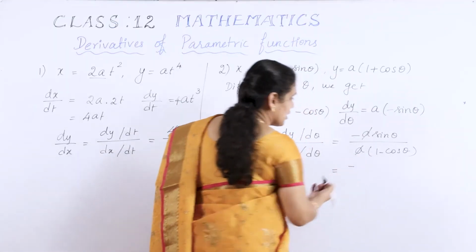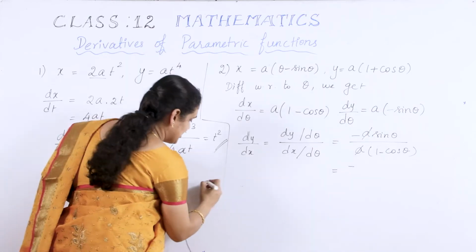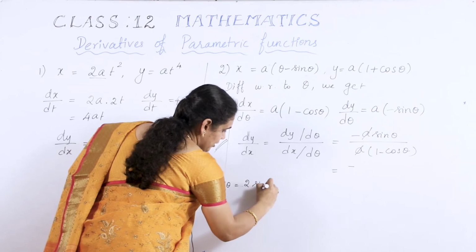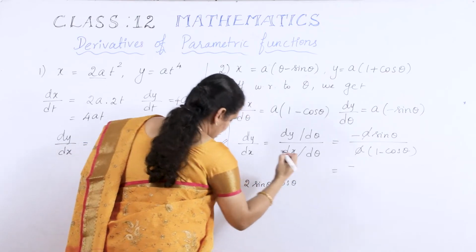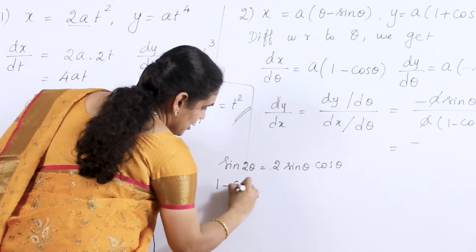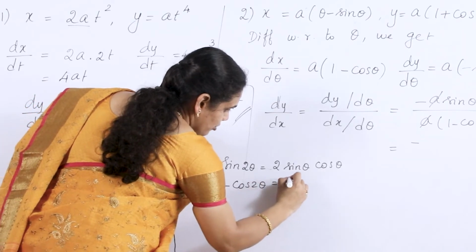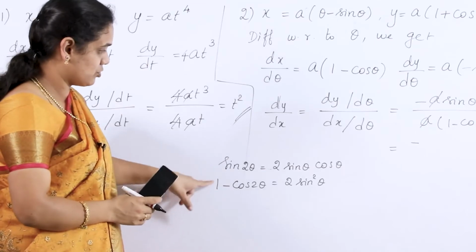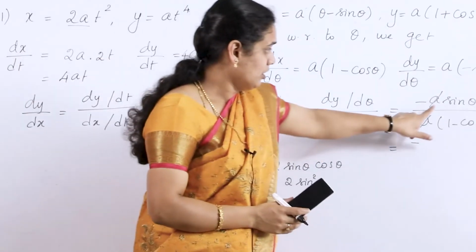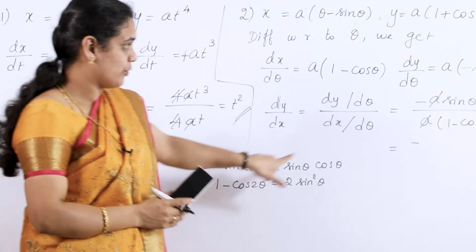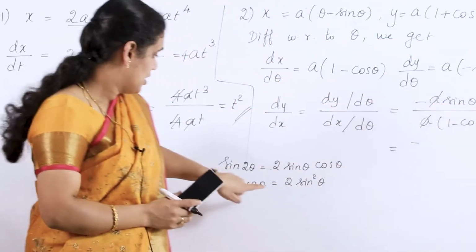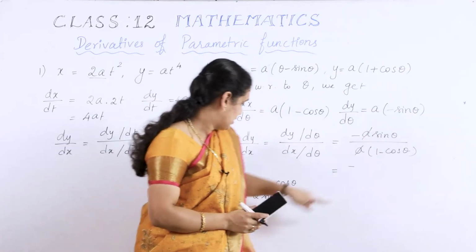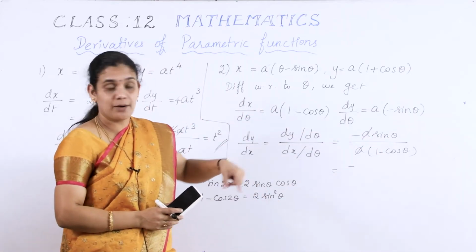So minus, we studied in class 11 the identity sine 2 theta is equal to 2 sine theta cos theta, right? And also 1 minus cos 2 theta is equal to 2 sine square theta. Right? If you remember these two identities, now we are going to apply this here. In place of 2 theta, we have theta, that is half angle formula. So 2 theta becomes theta, therefore this theta becomes half of it, theta by 2.